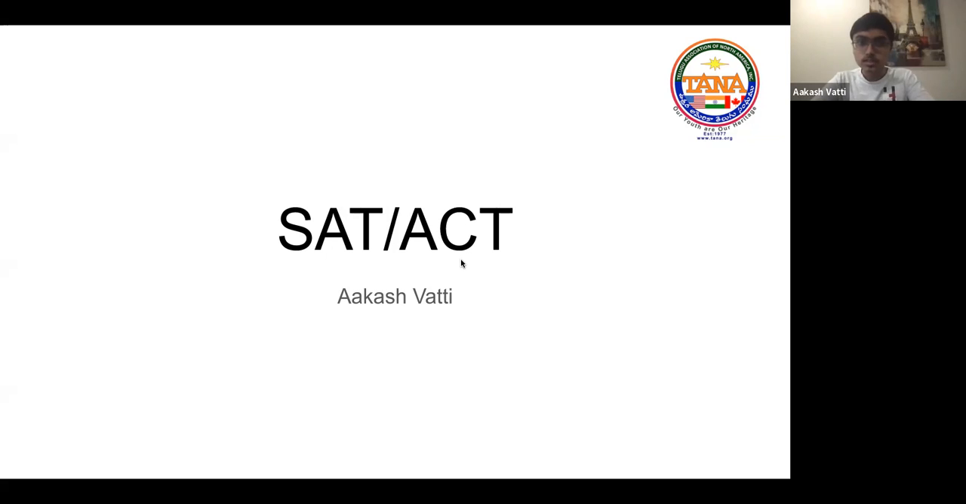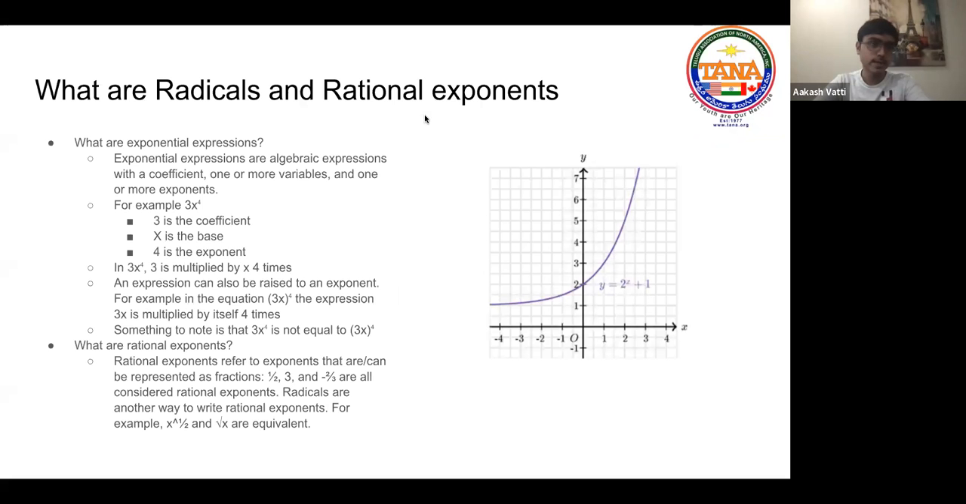All right. So today we'll be doing math, mostly radicals and rational exponents. So what are exponential expressions? Exponential expressions are algebraic expressions with a coefficient, one or more variables, and one or more exponents. For example, 3x to the fourth is an exponential expression, with 3 being the coefficient, the number next to the variable, x being the base, which is the variable itself, and 4 being the exponent. In 3x to the fourth, x is multiplied by itself 4 times.